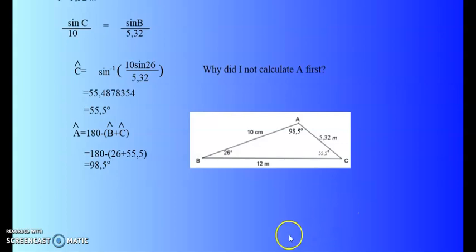Before you pack up, make sure that you answered all the questions. The question asked us to calculate all the unknown values for the triangle, the angles as well as the sides. We have 3 sides, we have 3 angles, so our story is complete.